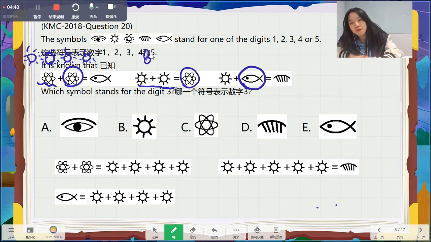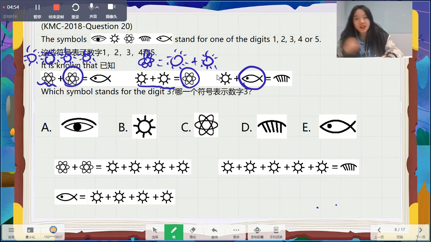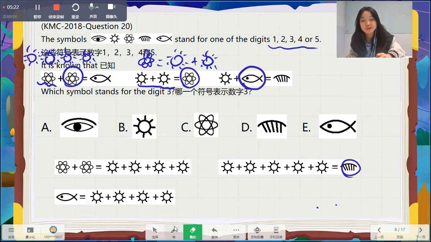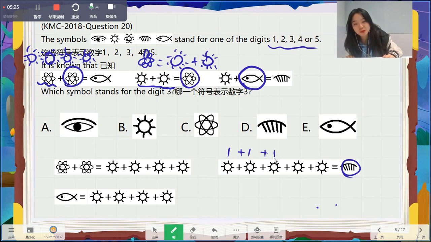What's the difference between one flower equals 2 suns and 2 suns equals one flower? Are they different or the same, do you think? Because an equal relationship doesn't have direction. From left to right, they are equal. From right to left, they are still equal. Okay, so here, if one corn is equal to 5 suns, can the sun be 2? We only have 1 to 5 to use, so it must be the smallest number. It can only be 1. 1 plus 1 plus 1 plus 1 plus 1, five 1s can make a corn.